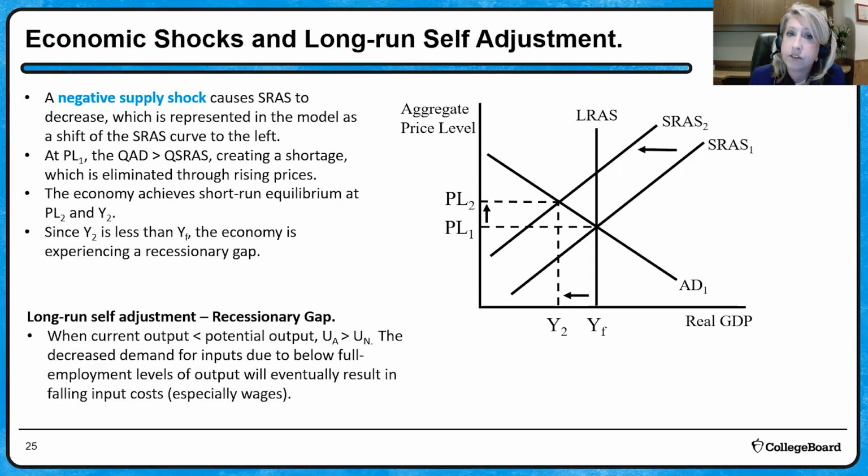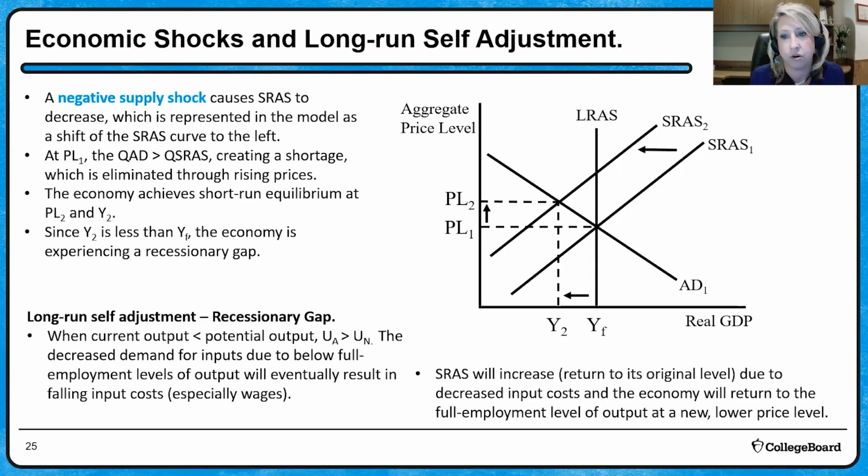So the long run self-adjustment process is going to be the same as with a demand shock. Because we're in a recessionary gap, eventually those input prices will fall, and that's going to cause short run aggregate supply to increase. And we end up back at our long run equilibrium full employment level of output and back at the price level where we started. So that's the mechanism for a long run self-adjustment in response to a negative supply shock.